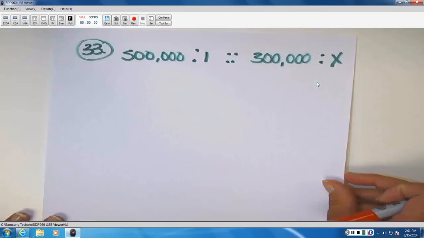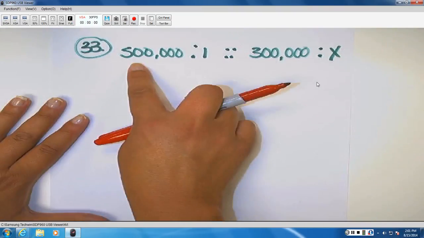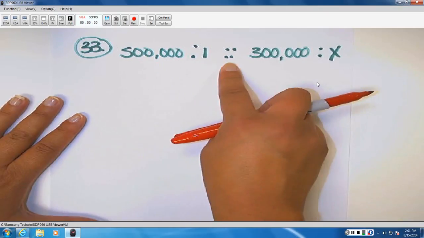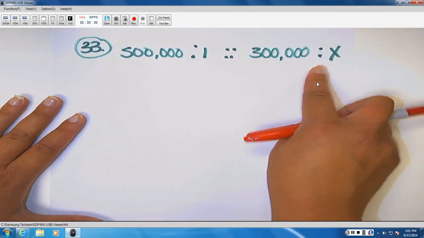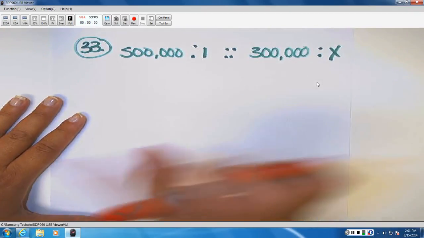Let's do one more pretty simple proportion. This one's just working with larger numbers. For whatever reason, sometimes when we start working with big numbers, we get a little bit intimidated, but we have a calculator, so it shouldn't be that scary at all. We're going to set up our equation identical to how we have been. So here's my proportion. 500,000 is to 1 as 300,000 is to x. You could probably look at this and determine your answer, but we'll do a little work.